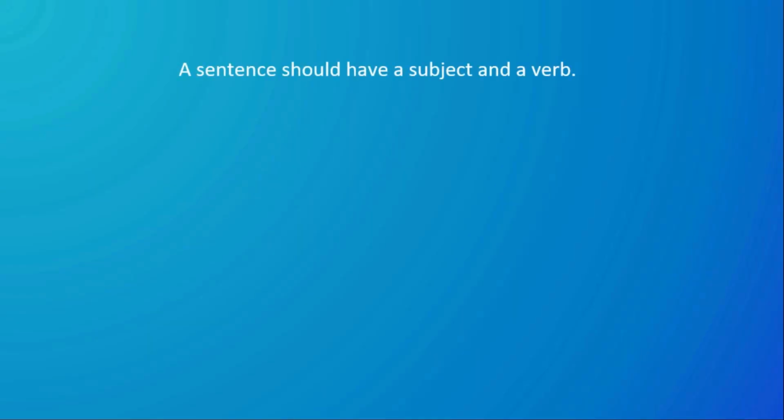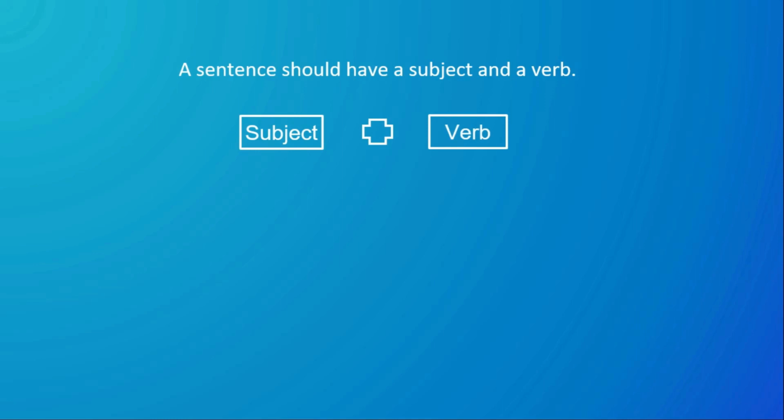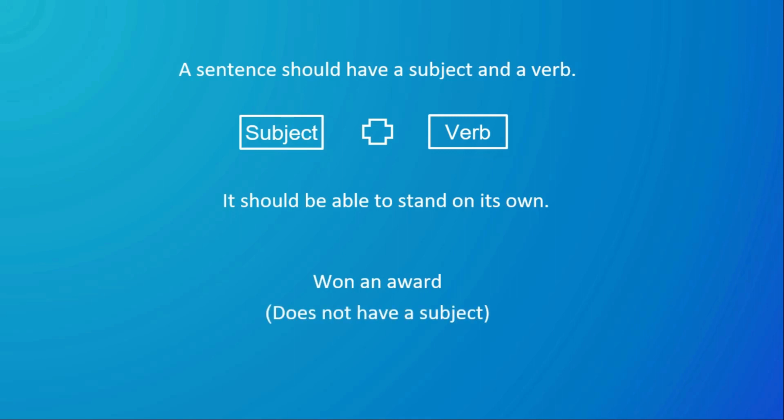The basic requirement for a sentence is that it should have a subject and a verb. It should be able to stand on its own. Now have a look at the following example. Won an award. Here, the word won is a verb, which is an action. But can you identify the subject in this example? Who or what won an award? This example does not have a subject, and hence it's not a complete sentence.